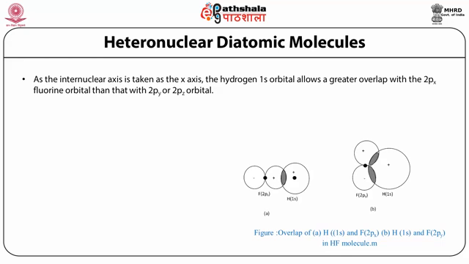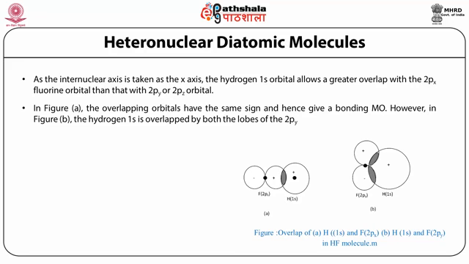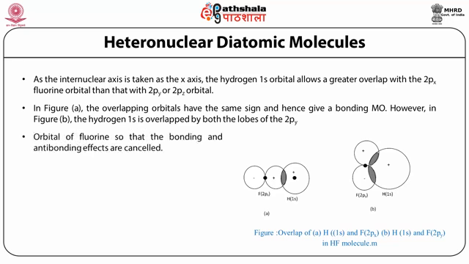As the internuclear axis is taken as the x-axis, the hydrogen 1s orbital allows a greater overlap with the 2px fluorine orbital than that with 2py or 2pz orbital. The figure part A depicts the overlapping orbitals have the same sign and hence give a bonding molecular orbital, while figure B represents the hydrogen 1s overlapped by both the lobes of the py orbital of fluorine, so that the bonding and anti-bonding effects are cancelled.